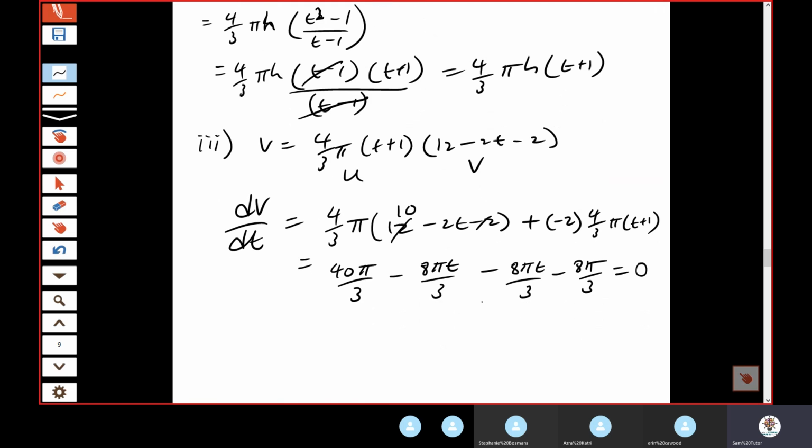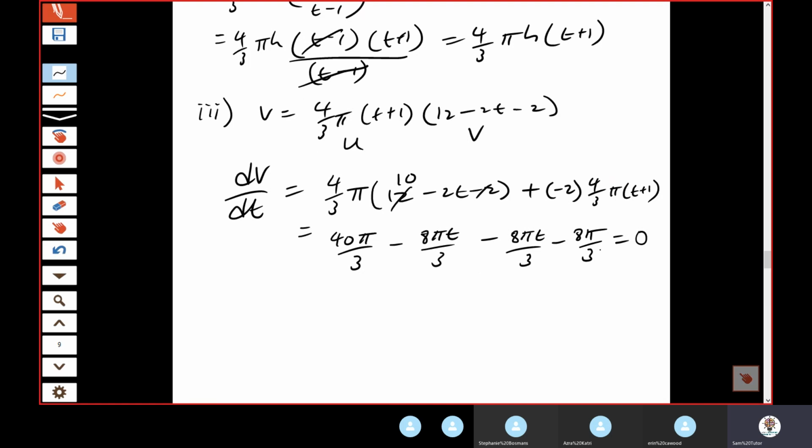Yeah, because you're still trying to solve for 0, right? All right, 40 take away 8 is 32 pi on 3. Usually we bring our t's to the other side, so I'm going to do that. Minus 8 is minus 16, so you bring it to the other side, you get 16 pi t on 3. And I'm sure we can all see the answer from there. Get rid of the 3, get rid of the pi. T would equal 2.